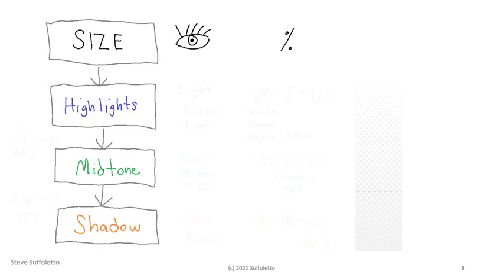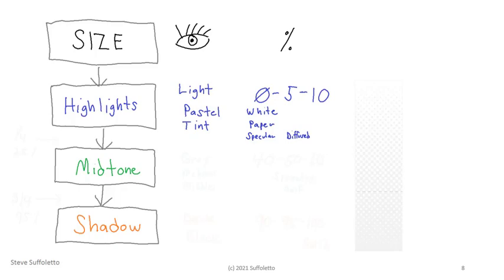We have three areas of interest: the highlights, the midtones, and the shadows. So the highlights are the light colors. Some people call these pastels or tints. They're somewhere between 0 and 10%. So that's an example of a highlight dot.